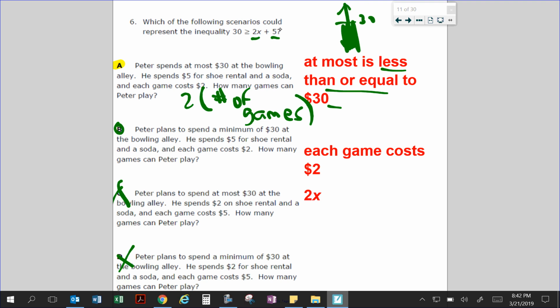You know what? I'm going to rewrite this problem. So it says 2x plus 5 is less than or equal to 30. Do you see how 2x is facing the smaller side of an inequality? So this inequality means less than or equal to. That's why the answer is A.